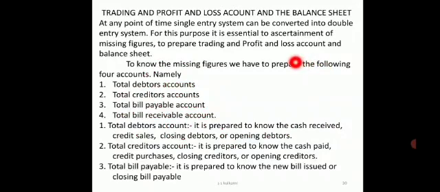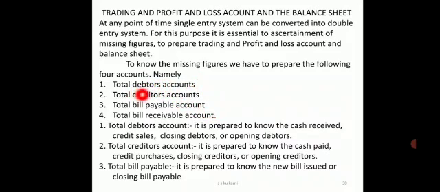And for that purpose, he has to ascertain certain missing figures. Now, what are those missing figures? To know those figures, we have to prepare certain new accounts. So, for the purpose of preparing trading profit and loss account, it is essential to prepare these four accounts depending upon the information that has been given or supplied. So now what are the four accounts?